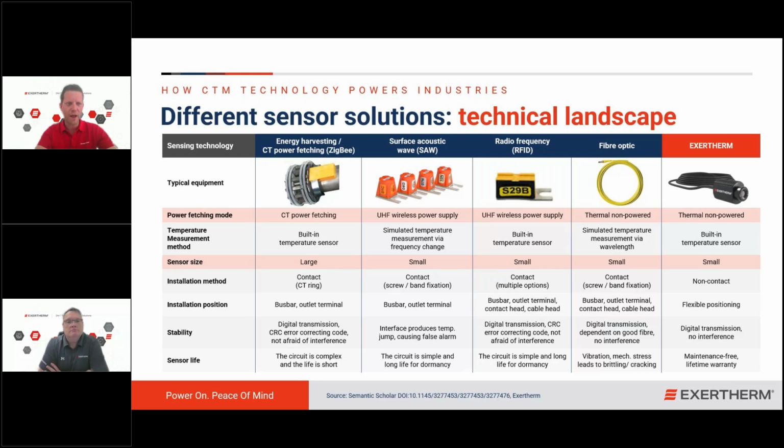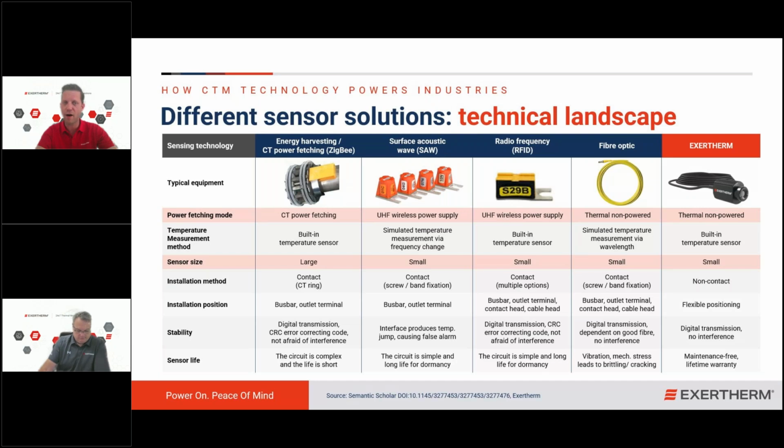From a temperature measurement method, there's differences. Is a sensor built in and actually measuring temperature, or is it a simulated indirect indication of the temperature, for example, via frequency change or via looking at wavelength? There's differences in sensor sizes, large, small, medium ones. What does that mean? Having a sensor head at different positions of different sizes. There's different installation methods, finally.